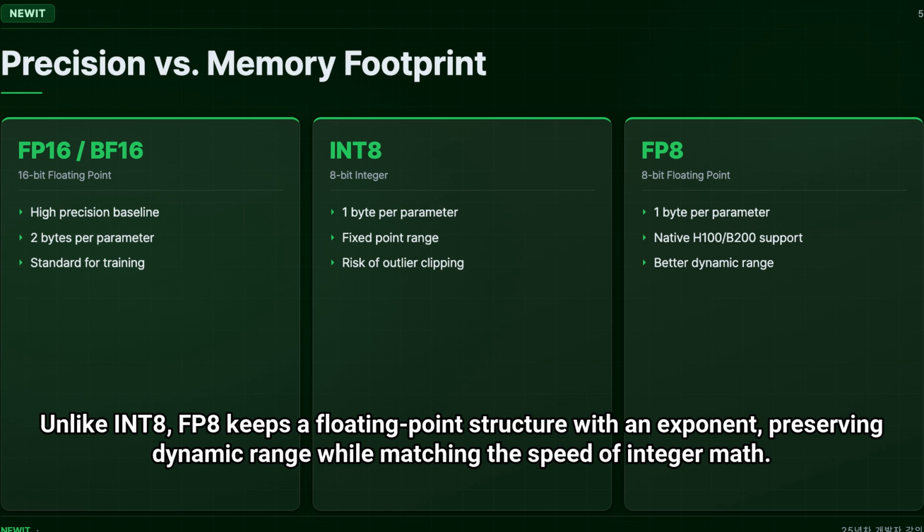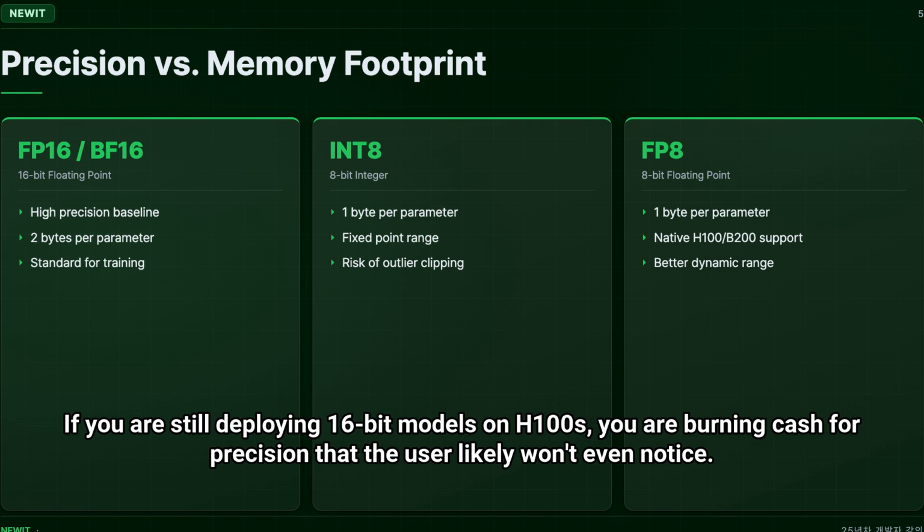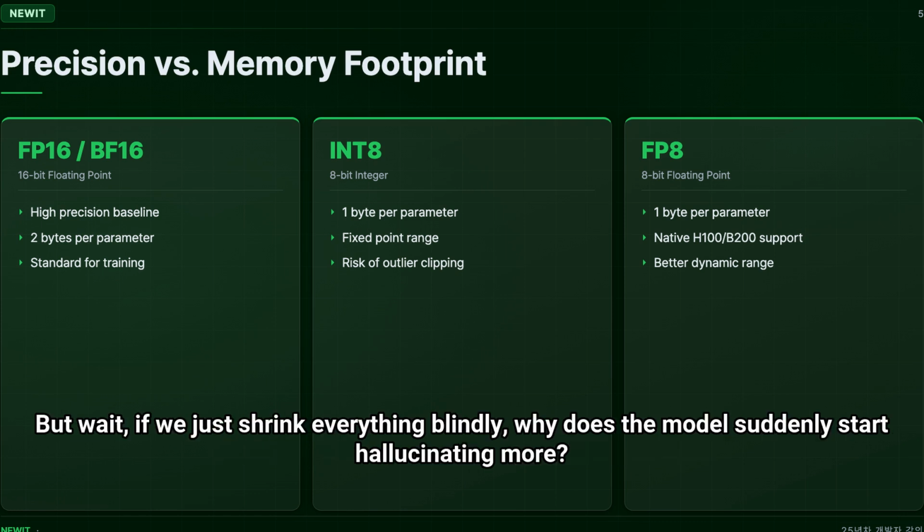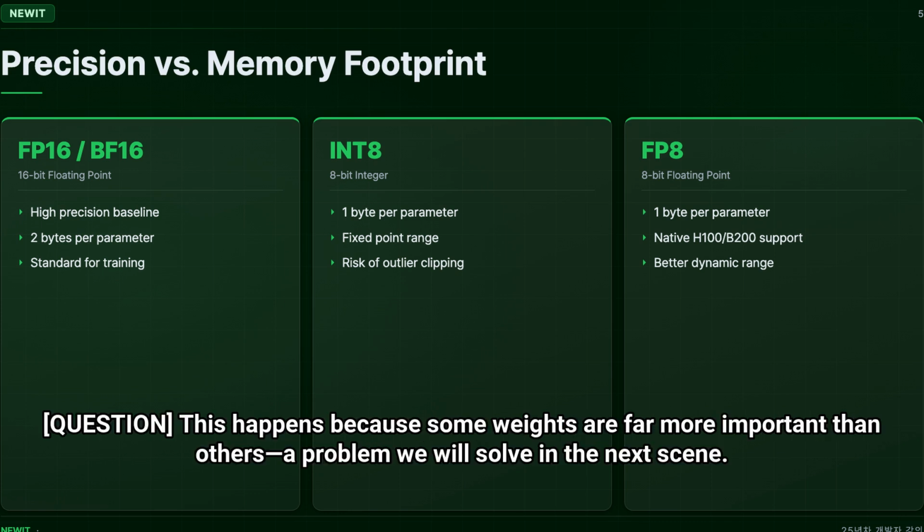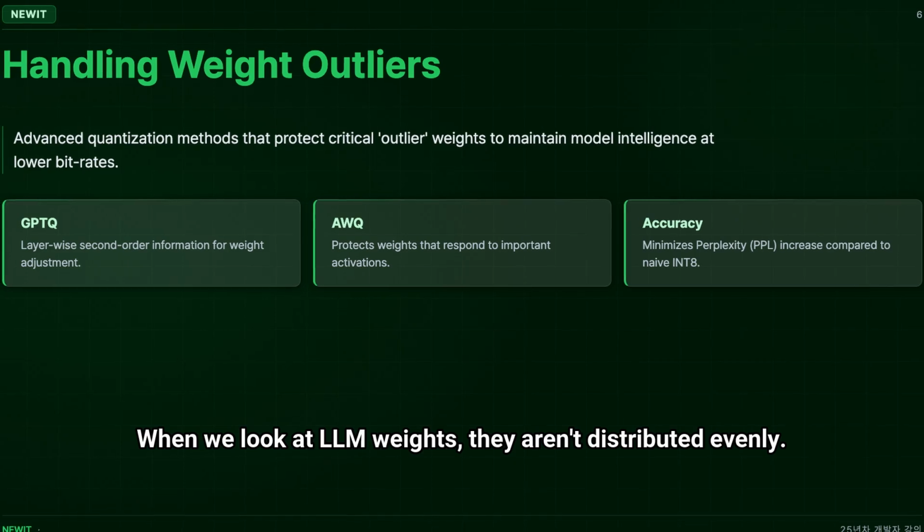Unlike INT8, FP8 keeps a floating point structure with an exponent, preserving dynamic range while matching the speed of integer math. If you are still deploying 16-bit models on H100s, you are burning cache for precision that the user likely won't even notice. But wait, if we just shrink everything blindly, why does the model suddenly start hallucinating more? This happens because some weights are far more important than others, a problem we will solve in the next scene.